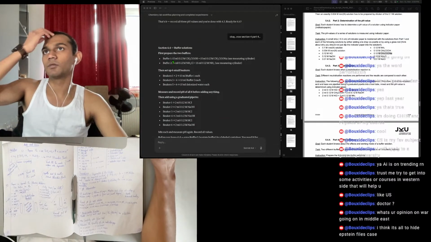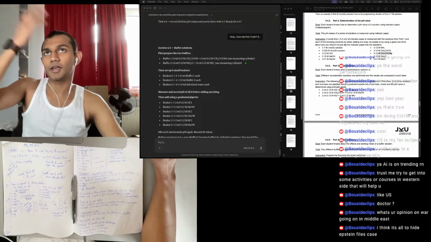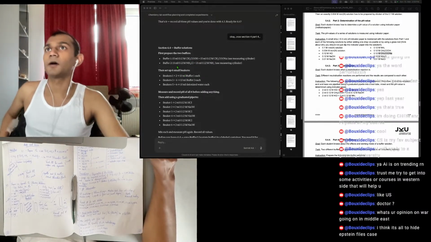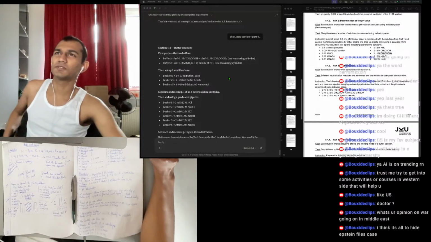Buffer one, 15 milliliters, using measuring cylinder, yeah, okay. Buffer two, 15 milliliters.